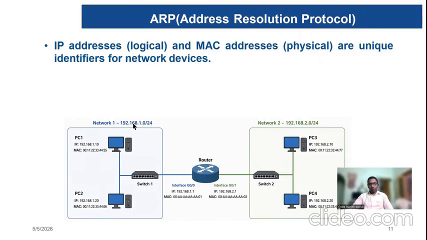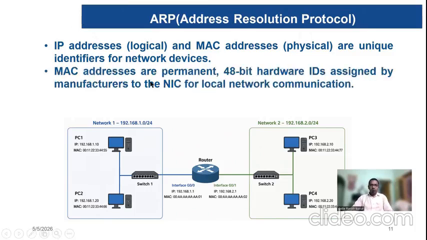When a system wants to communicate with another system, these two addresses are necessary. We need the IP address and the MAC address of the destination. Only then can we communicate with the destination system.